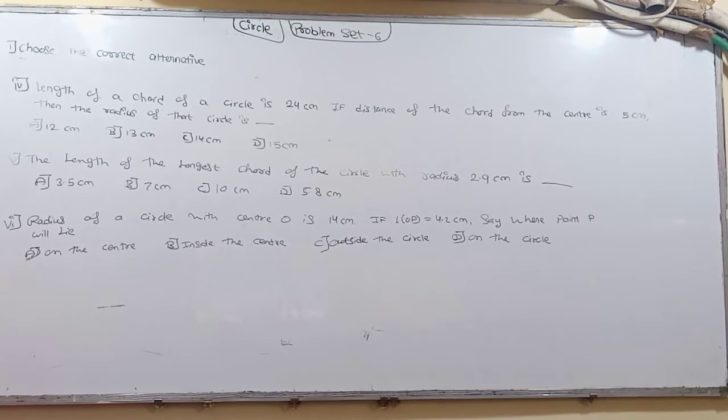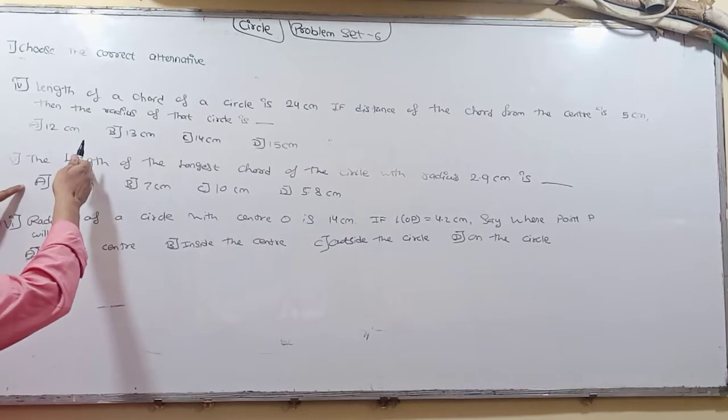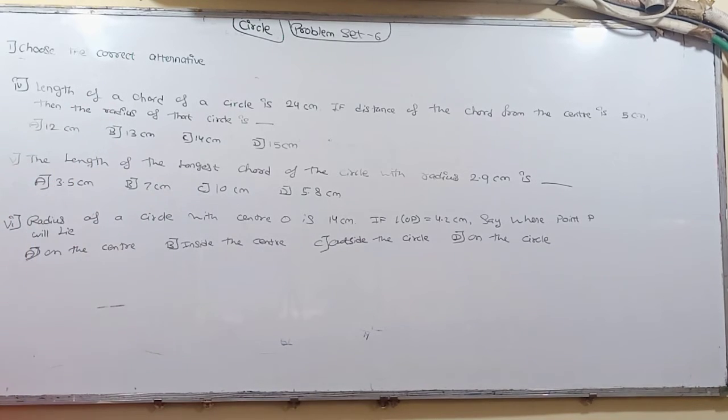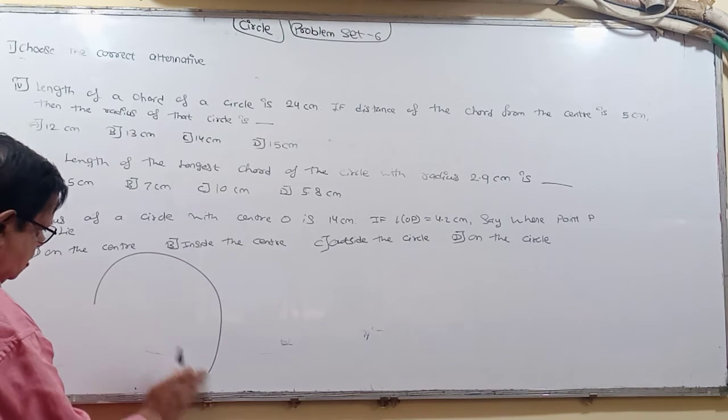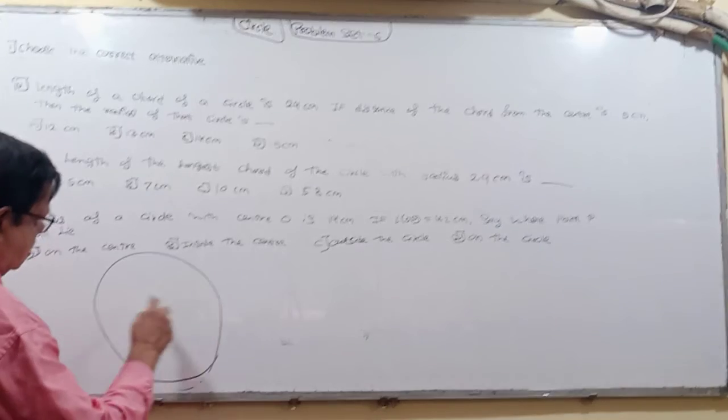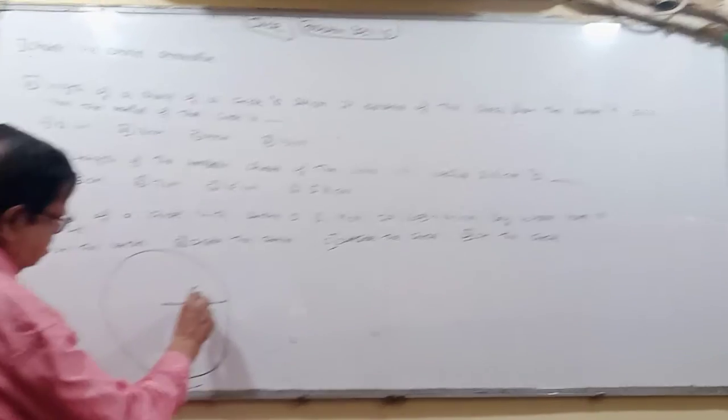Okay, friends or students, we will start with this one. Then we erase and do this one. Then again erase and do this one. Easiest. So I am solving the sixth one. Radius of a circle with center O is 14 centimeters. Radius is 14 centimeters.